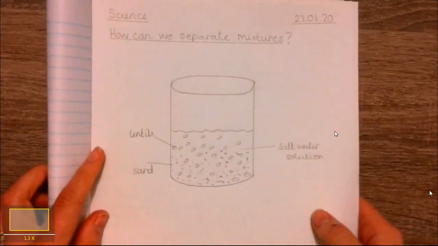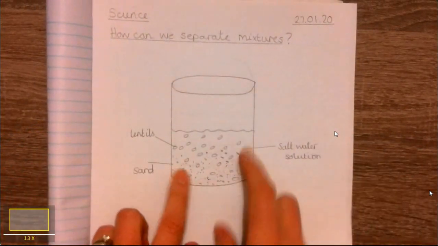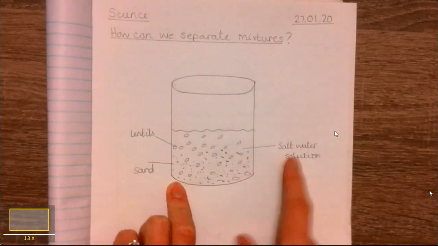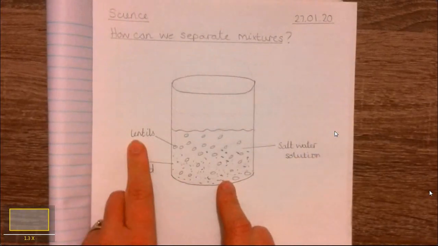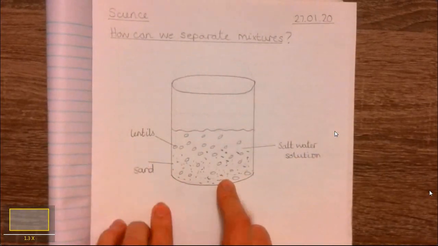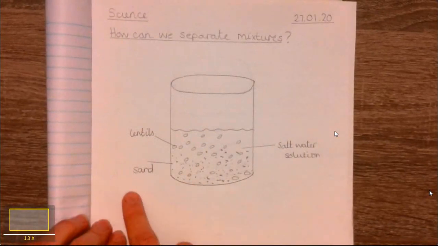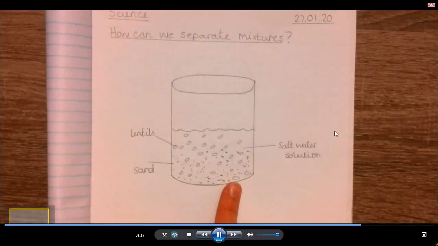In your books, I'd like you to draw this diagram. So this is a diagram of my mixture that I've just made, and I've labelled my diagram. So here it says salt water solution, sand and lentils. Once you've drawn this diagram, I'd then like you to write down the processes you would do to separate my mixture and get them all back in their pure states. So that's your challenge today.